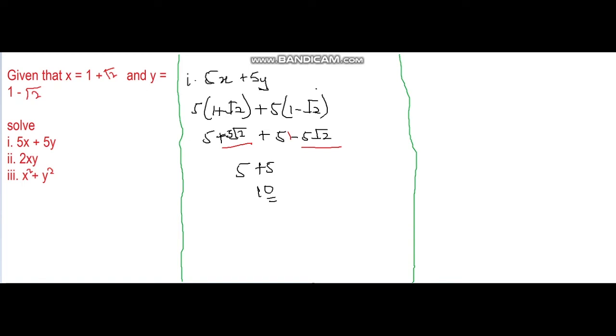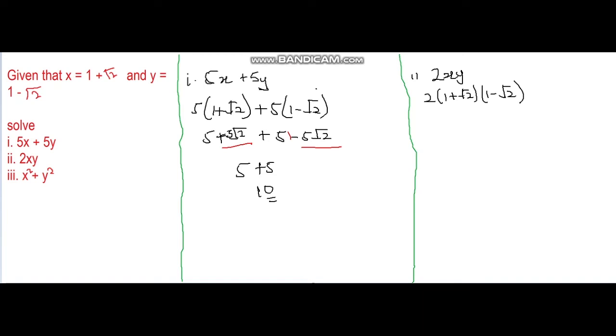I hope it's clear. Now the second one is 2xy. The same thing, we will fix in the x and the y given in the question. So we're going to get 2 bracket, the x is 1 plus square root of 2 bracket close, then I'll continue with my y, 1 minus square root of 2.